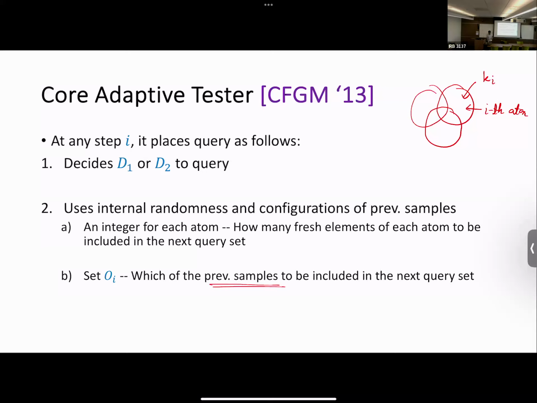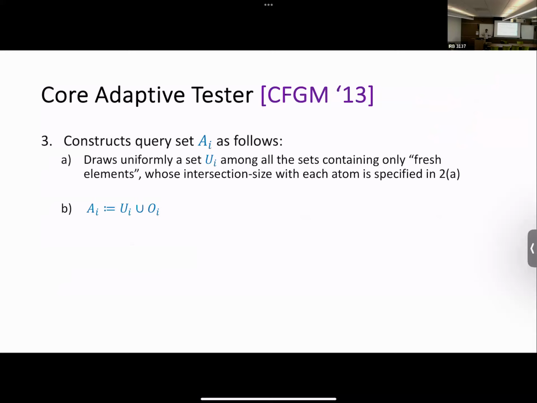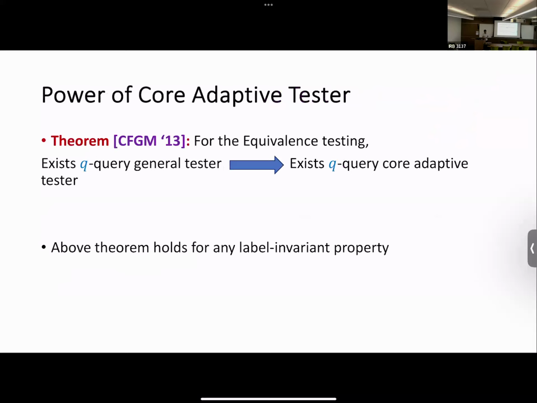And second is which are the previously seen samples. There are S1, S2 up to Si minus 1. Which are those? Maybe S2, maybe S4. This I will include. So only this is given by the algorithm. And once it is given, the algorithm will use its internal randomness to sample some query set that satisfies these two. So now, without loss of generality, we can assume that our case study is this special type of case study which is code adaptiveness.